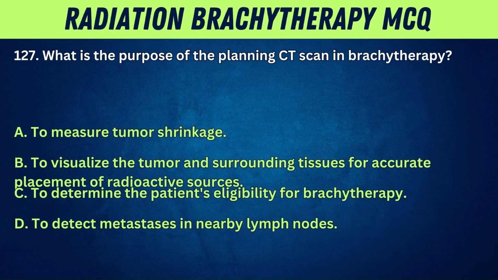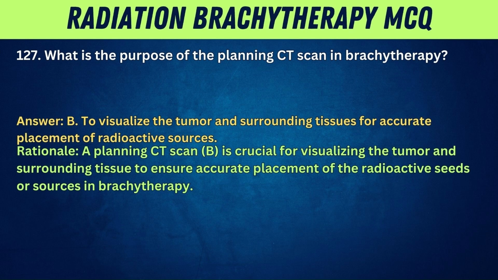127. What is the purpose of the planning CT scan in brachytherapy? A. To measure tumor shrinkage. B. To visualize the tumor and surrounding tissues for accurate placement of radioactive sources. C. To determine the patient's eligibility for brachytherapy. D. To detect metastases in nearby lymph nodes. Answer: B. To visualize the tumor and surrounding tissues for accurate placement of radioactive sources.